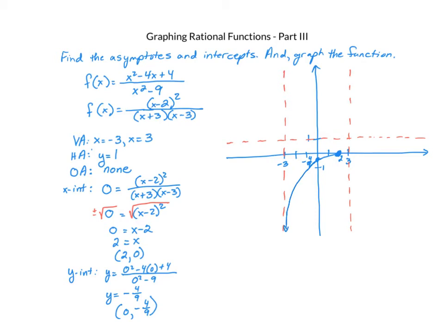Now, at 2, I need to determine whether it crosses or just touches at 2. Because our graph could head up this direction, as they do sometimes, or it could head down this direction. Let's come back over here and look. Notice this 2 came from this factor, x minus 2, which is raised to an even power. And because it's raised to an even power, we know the graph is just going to touch the x-axis at that point and turn back around. It will not cross.